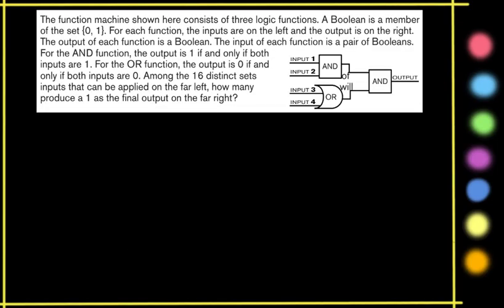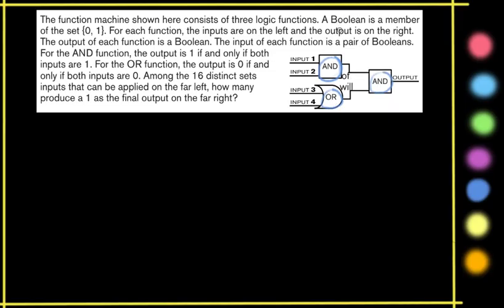Okay, let's take a look at this one. This one's a classic logic problem because it's using actual logic gates. If you haven't seen logic gates, it explains what it is here. So it says the function machine shown here consists of 3 logic functions. So there's these 3 logic functions. This one here, this one here, and this one here. And 2 of them are AND functions, and 1 of them is an OR.